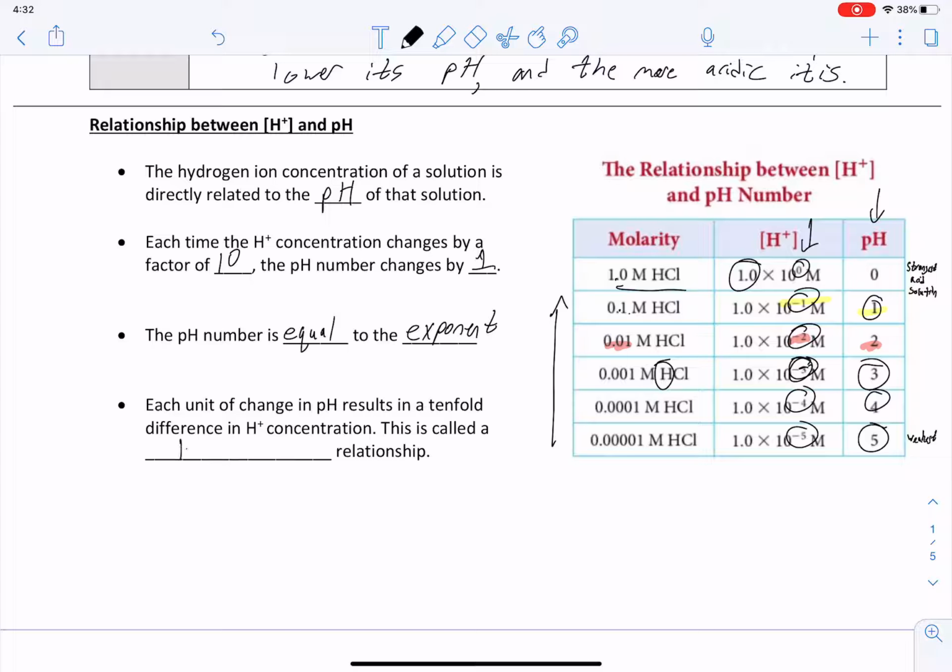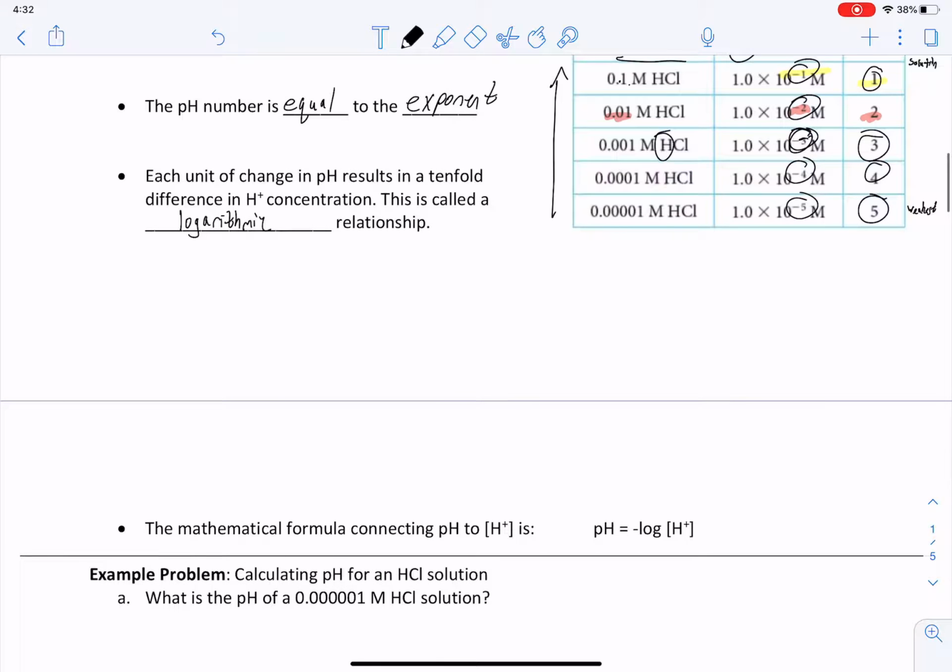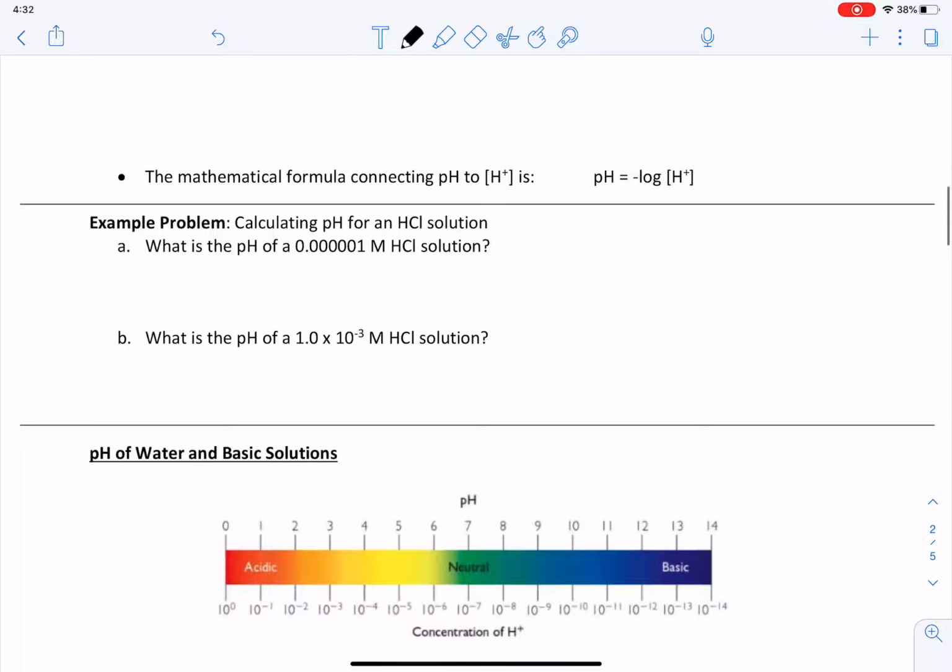This is called a logarithmic relationship. Okay, so it's representing exponential growth. And going off of that, we actually have a mathematical equation that we can use to help us solve some problems. So the mathematical formula connecting pH to hydrogen ions is right here. So the pH equals negative log of hydrogen ion concentrations in that solution.